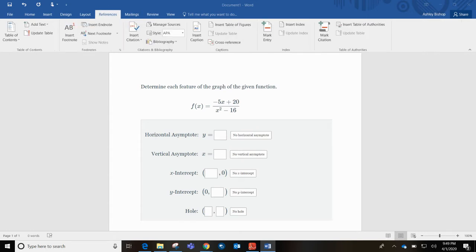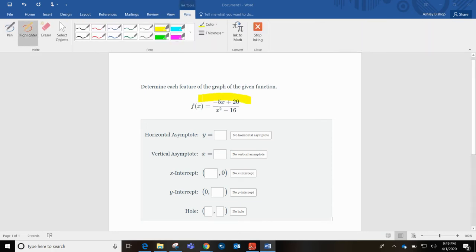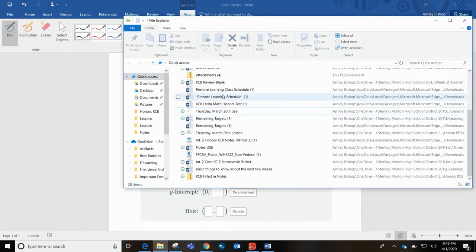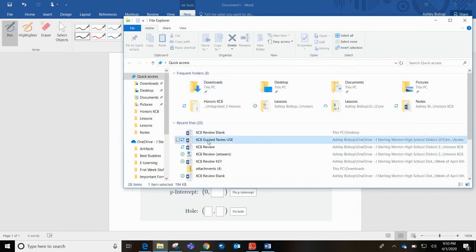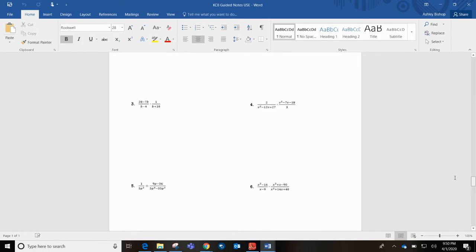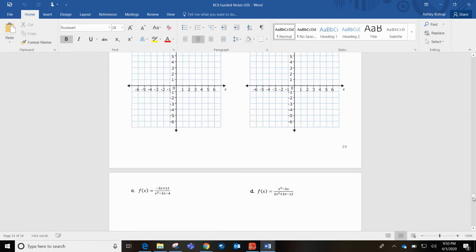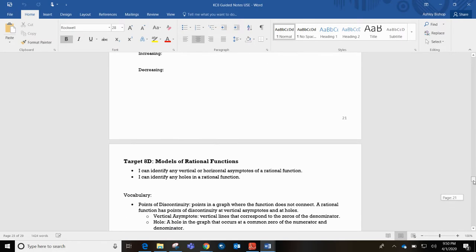First things first, vertical asymptotes you can figure out without even doing anything to the problem, without touching it. So vertical asymptotes, remember they... horizontal asymptotes. Horizontal asymptotes have to do with the degrees of the polynomial. And so those rules are something that you would be able to find in your notes packet on page 22. So I'm pulling that up right now so you know what I'm talking about. But the three rules are towards the end in target D, on page 22 right here.